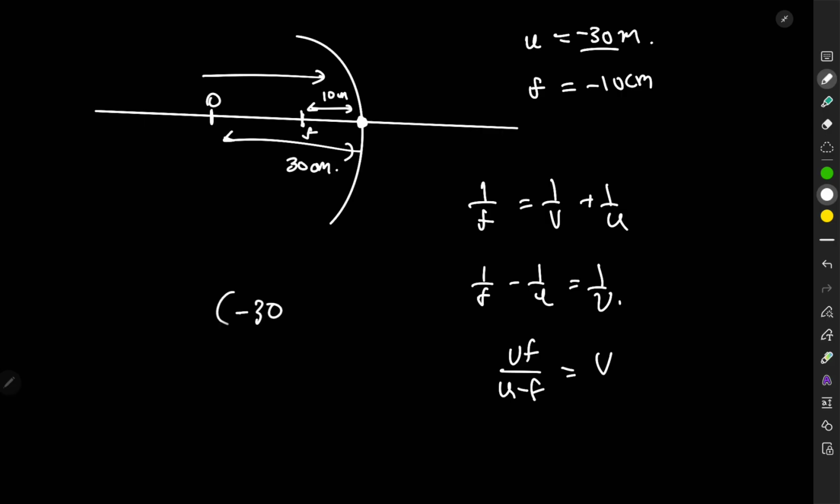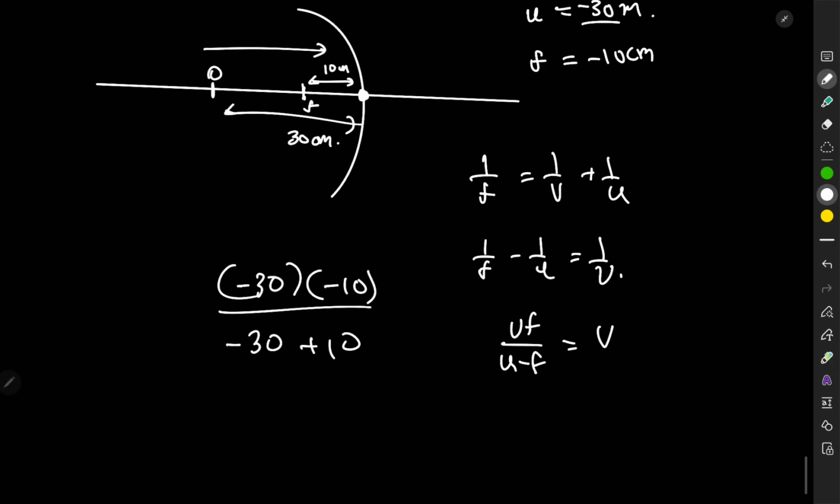Now it's even easier, right? Minus 10 times minus 30 divided by minus 30 plus 10, which is 300 divided by minus 20, which is minus 15 centimeter. That's it, right? So real and inverted. Just remember this formula.